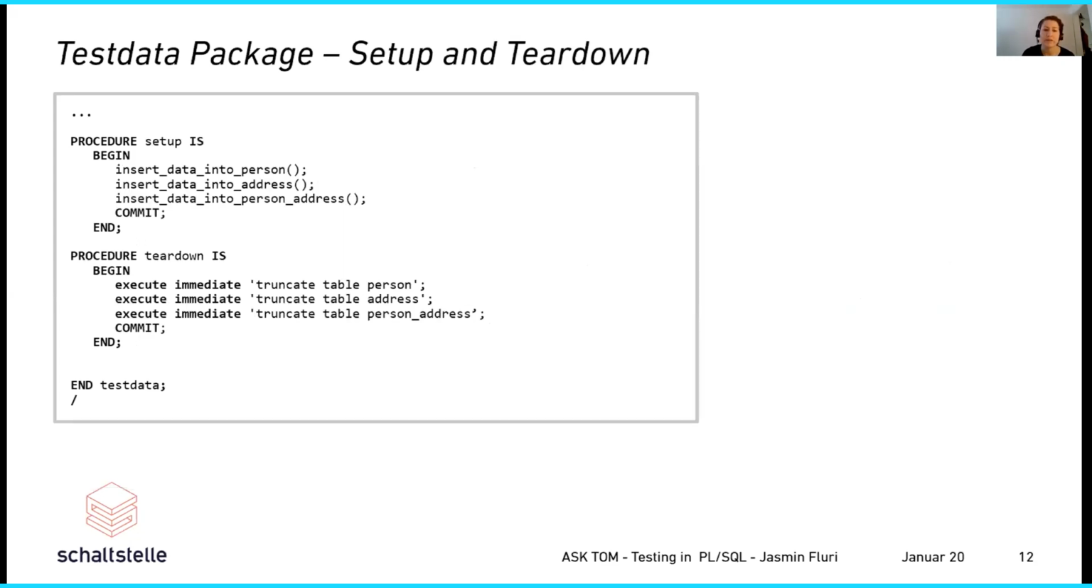Then the setup and teardown procedure looks about like that. I have an insert data into person functionality call where the tables are provisioned, and the teardown functionality then truncates my tables again after I ran the tests, because after the tests I don't need the data in the tables anymore, and if it was changed or manipulated, I cannot use it for another test run.